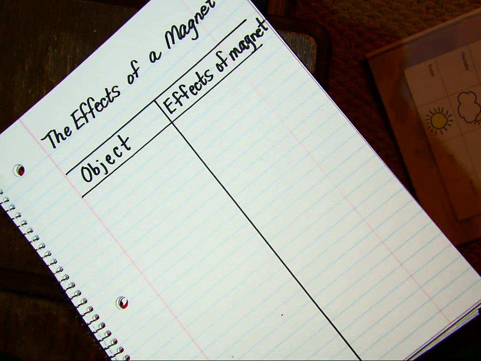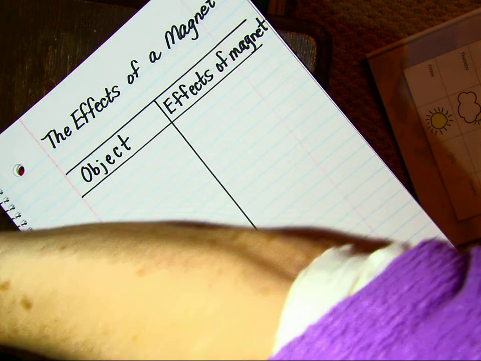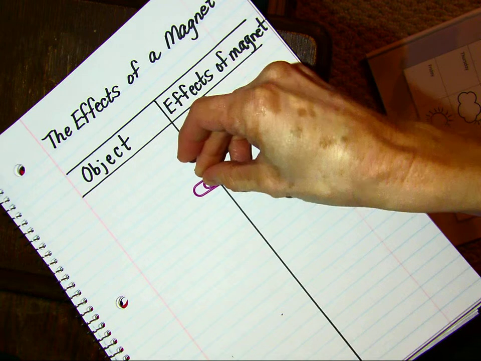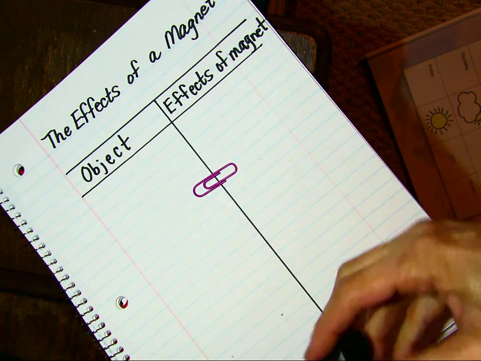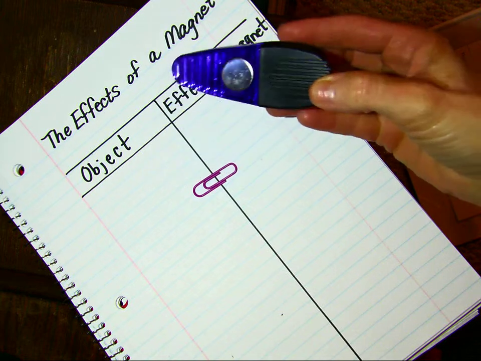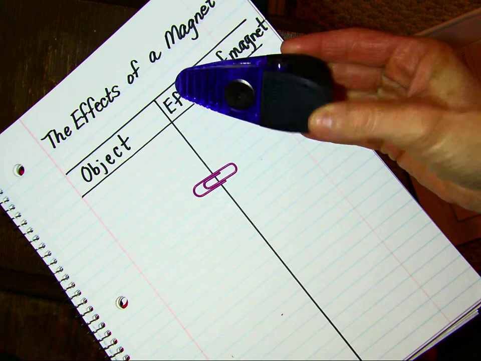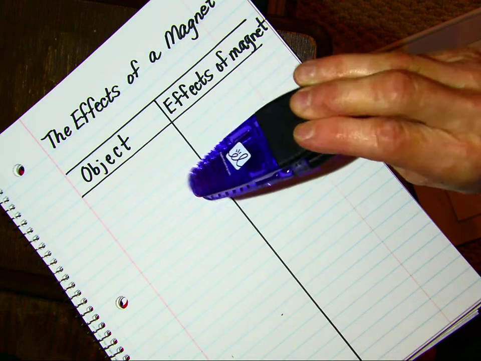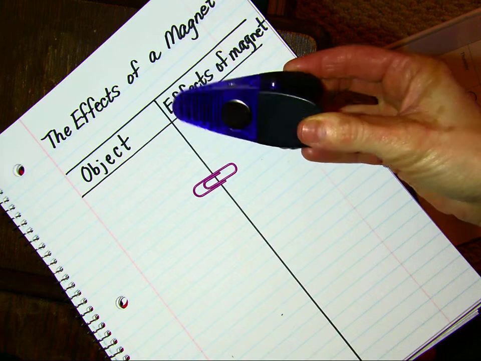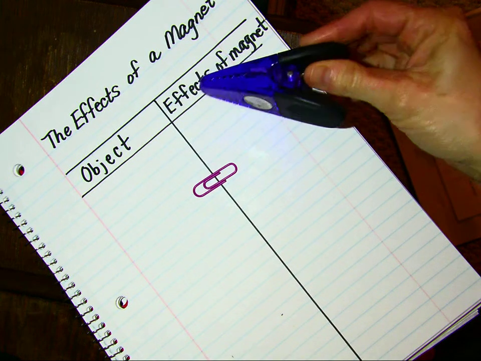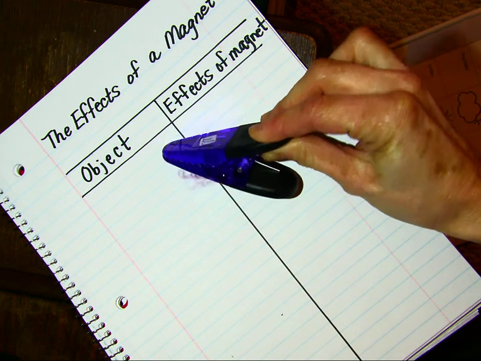Let's go ahead first as I test a paperclip. Here's my paperclip, and here's my magnet. And I'm going to have you do this at home as well. Notice this is also a clip, but it has a magnet on the back. So this is what I'm going to be using to test. So I'm going to put it near my paper clip.